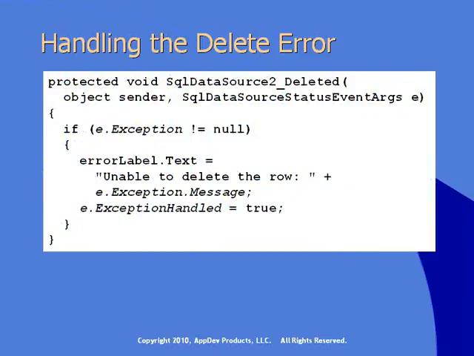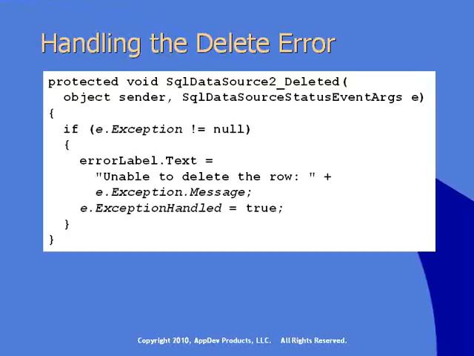Notice that we're using that SqlDataSourceStatusEventArgs, e, which is passed to this event handler, and we check to see if e.Exception, that is, the exception that just occurred, isn't null. We're running this code whether or not there was an exception. We only want to fall in and do something if there was an exception. So we need to check that.